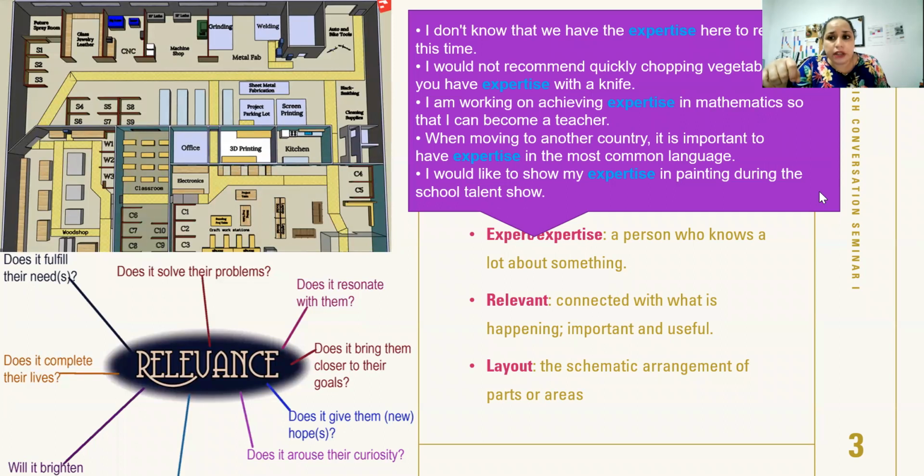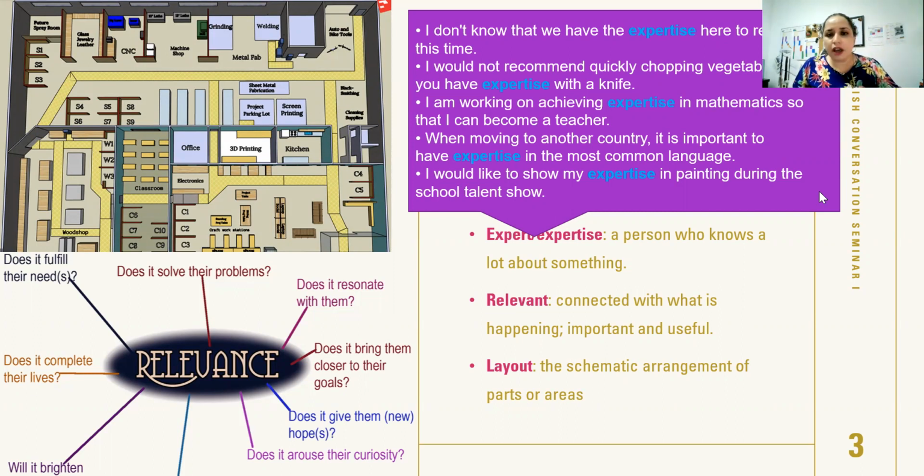"When moving to another country, it is important to have expertise in the most common language." Of course. I mean, it would be very hard for you to just go to France if you don't know French, because you don't have the expertise in French. Do you understand? But then you can say, but everybody speaks English. You got the point. You need to have expertise in English if you want to move around the world, but not just the world. Here in Mexico, if you want to move around as a professional, you better have expertise in the English language. Remember those words.